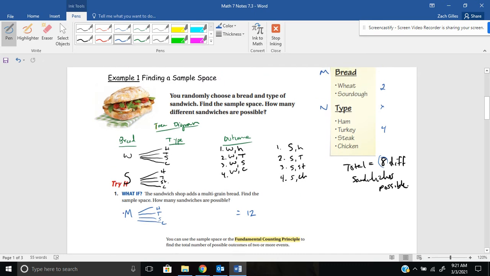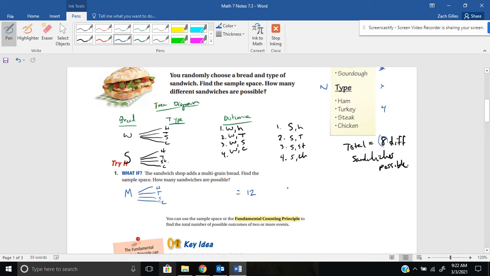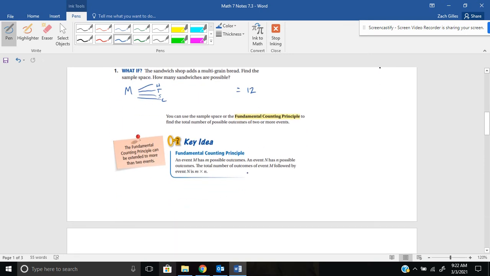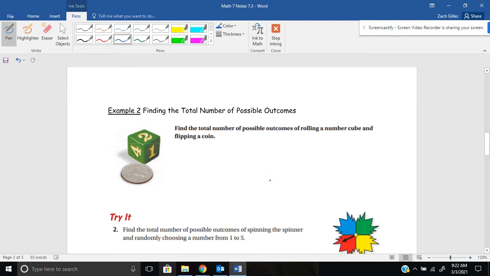So same goes here. If for the try it problem, if we added a type of bread, this would now be 3 types of bread. And what's 3 times 4? Well, 12. Same answer we got here. So I do think that the tree diagrams are very beneficial and very helpful to be able to see visually all of your data displayed, but realize that there's also this fundamental counting principle that we can use to our advantage. So let's try the fundamental counting principle in example 2. It wants us to find the total number of possible outcomes. So similar to what we just did.